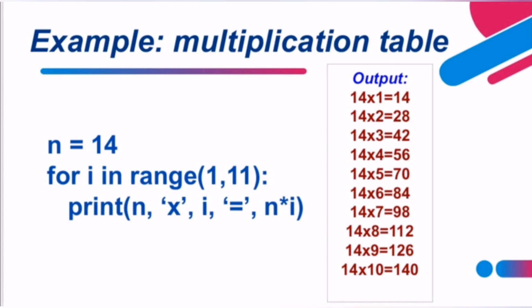When we run this program, it will give the output 14 multiplied by 1, because the first time the variable i equals 1. So 14 multiplied by 1 equals 14. Then it is incremented and the value of i equals 2 in the second iteration. So 14 multiplied by 2 equals 28. Then multiplied by 3, 4, 5 and so on, and at last it will print 14 multiplied by 10, 140. So the sequence 1 to 10 will print, and this is the multiplication table using a for loop.